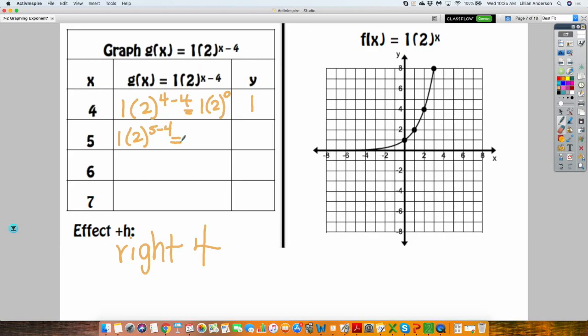What's 5 minus 4? 2 to the first power is? 2 times 1 is 2. All I'm doing is taking the values and plugging them in. Can you guys finish this off for me, please? You're plugging in 6 for x and 7 for x to get the corresponding y values.